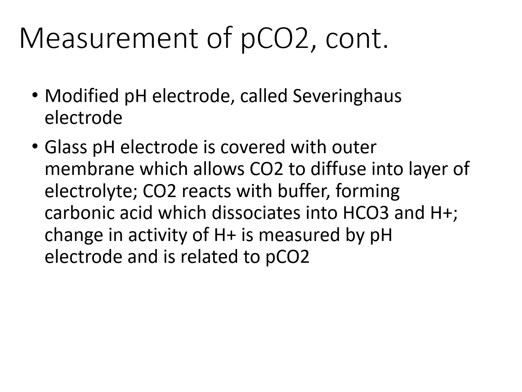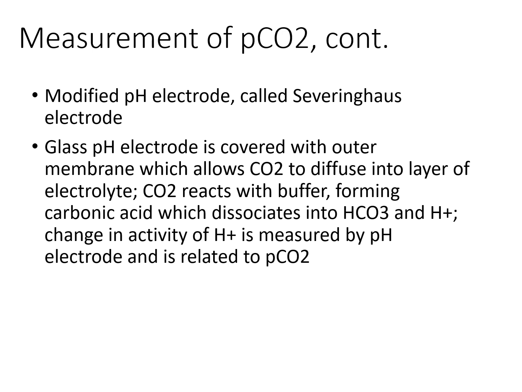All right, so we can also use a Severinghaus electrode. The Severinghaus electrode is a modified pH electrode, which is designed specifically to measure the partial pressure of carbon dioxide. It adapts the basic pH electrode by adding an outer membrane that allows selective diffusion of CO2 gas.